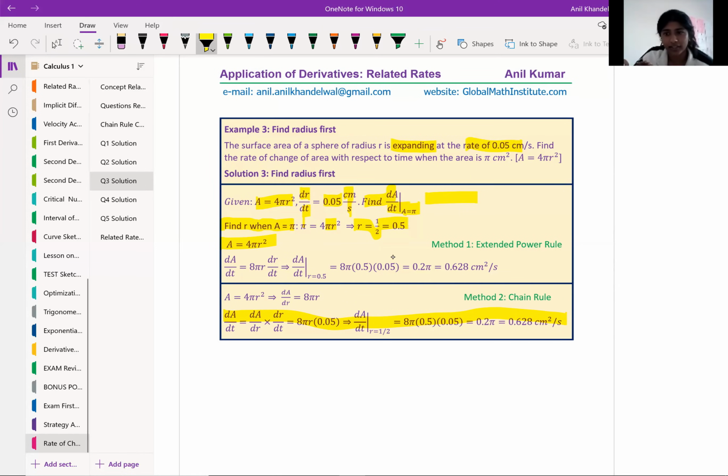So I read out loud or just in my head? Okay, read out loud. Start from A equals 4 pi r squared.